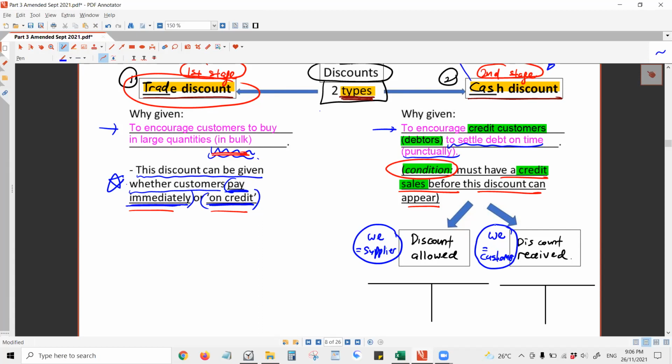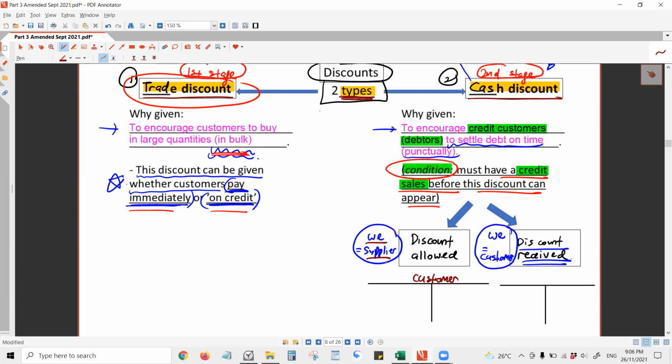Okay, makes sense, right? Discount allow to customer, allow to our customer. Therefore, when we are supplier, we call cash discount as discount allow. When you are the customer, we call the cash discount as discount receive. Make sense? Receive the discount. Okay. And when would you use these two terms? When you are doing a customer account. Okay, we are supplier, right?